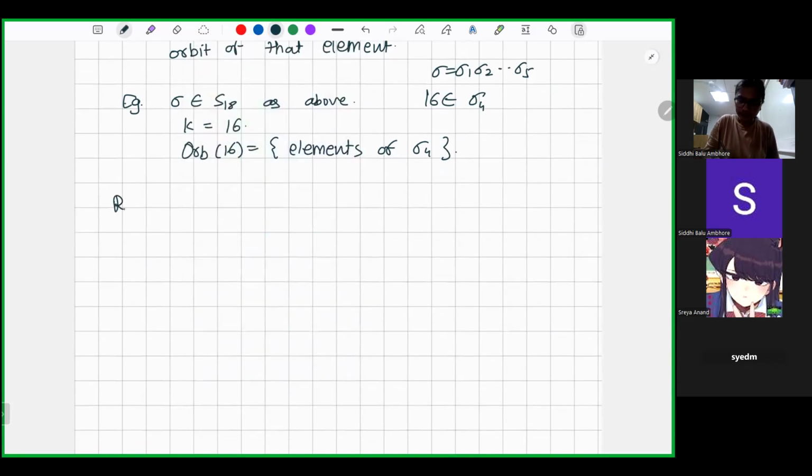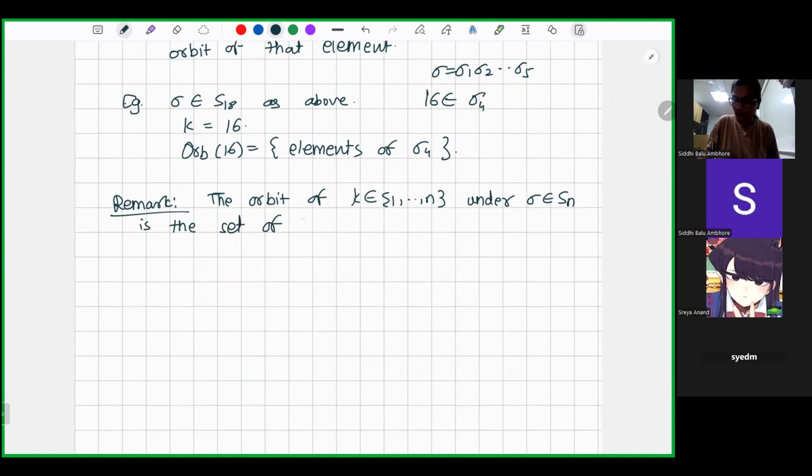I will write this, that the orbit of k in 1 to n for sigma under sigma is the support, or the set of elements in the cycle in which k belongs under this cycle representation, or what we call it, canonical cycle.